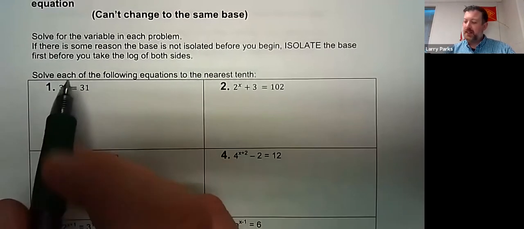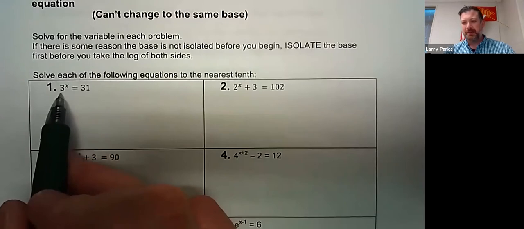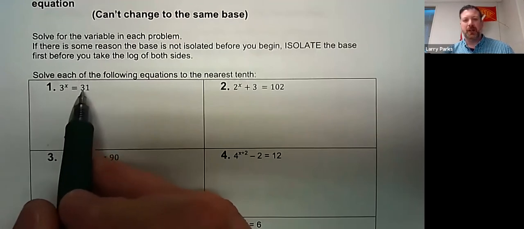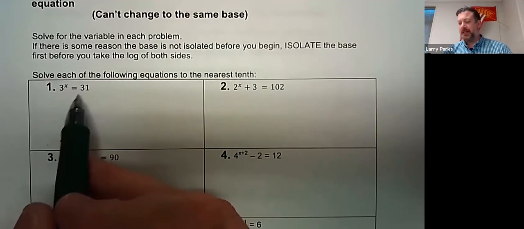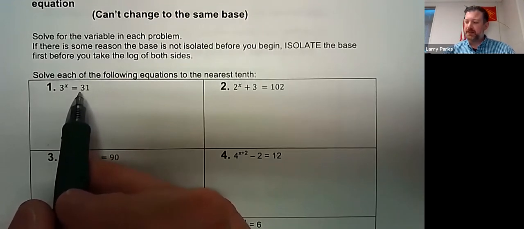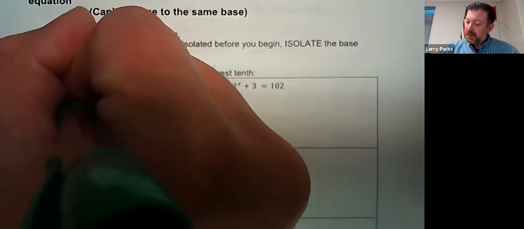Okay, here, 3 to what power is 31? 3 is prime. So we can write this as 3 to the 1. 3 cannot be, or 31 cannot be written as a base of 3. 3 times 3 is 9, times 3 is 27, times 3 is 81. So there's no way to write this as a base 3. So then what do we do? We just take the log of both sides.